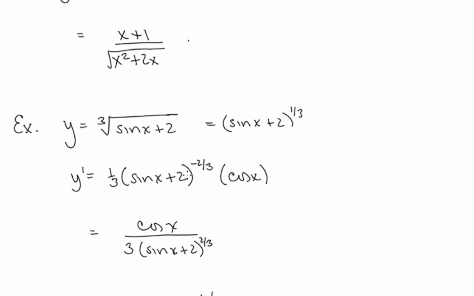And again, by the chain rule, because this is not x, it's a function of x, we have to take its derivative and multiply that. And so that's cosine x here. And again, we want to simplify by writing this without any negative exponents. So this sine x plus 2 to the negative 2/3 is going to go down to the denominator as a positive 2/3 power. We already have this 3 in the denominator, so the sine x plus 2 to the 2/3 will join the 3 in the denominator. And we have cosine x in the numerator. And that is our derivative.